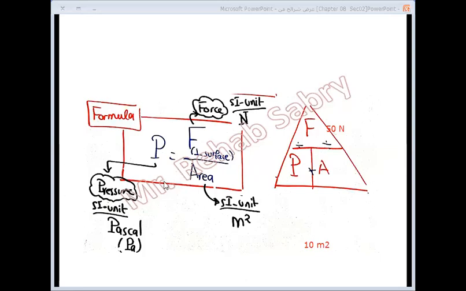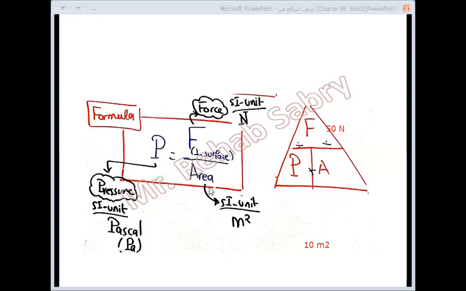So here the formula is P equal F. What does this sign mean? Normal to the surface, يعني perpendicular to the surface. The force which is perpendicular to the surface divided by area.